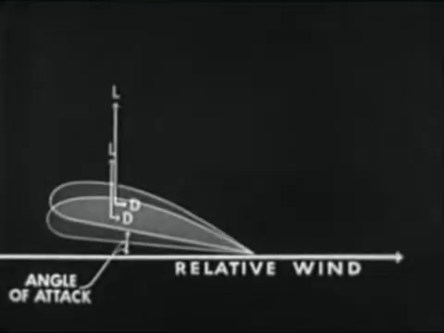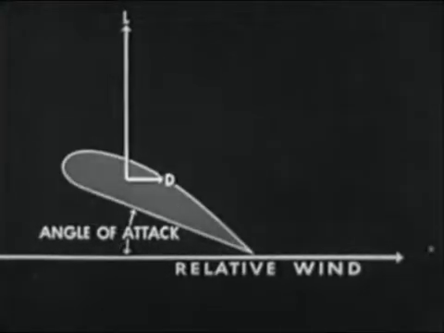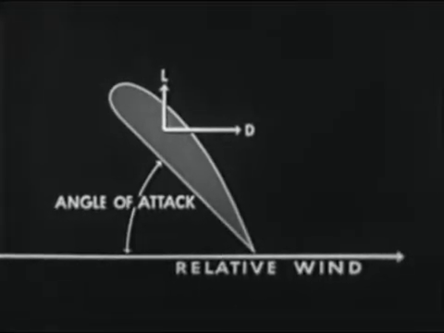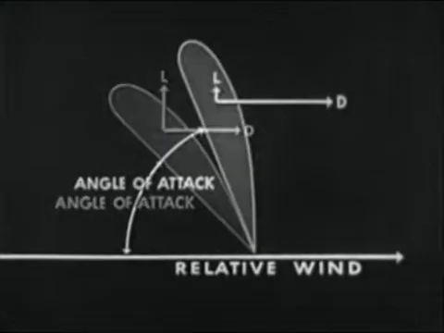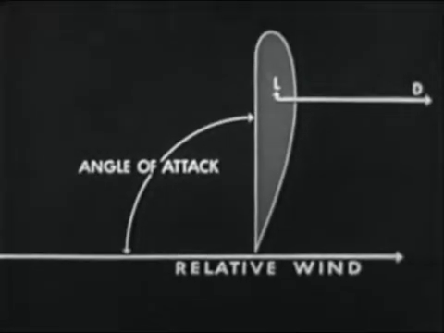In general, as the angle of attack increases, lift and drag increase up to a point where lift decreases abruptly and drag becomes the principal component. This is known as the stalling angle. From this angle to 90 degrees, drag continues to increase while lift falls off. At 90 degrees, the airfoil acts like a flat plate. It has maximum drag and negligible lift.